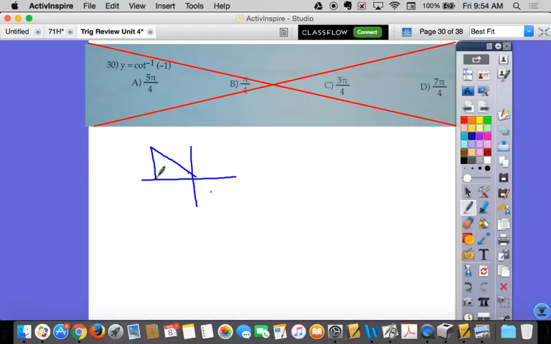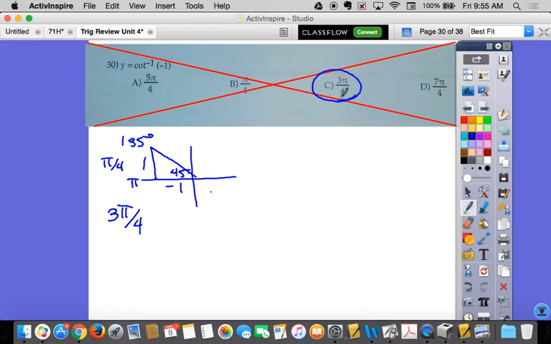Cotangent is -1 over 1. Alright, that's still going to be a 45-degree reference angle, but it's in quadrant 2, which puts it at 135 degrees. If you want to convert that, or you're thinking, hey, that's pi over 4, subtract it from pi, that's going to be 3 pi over 4.